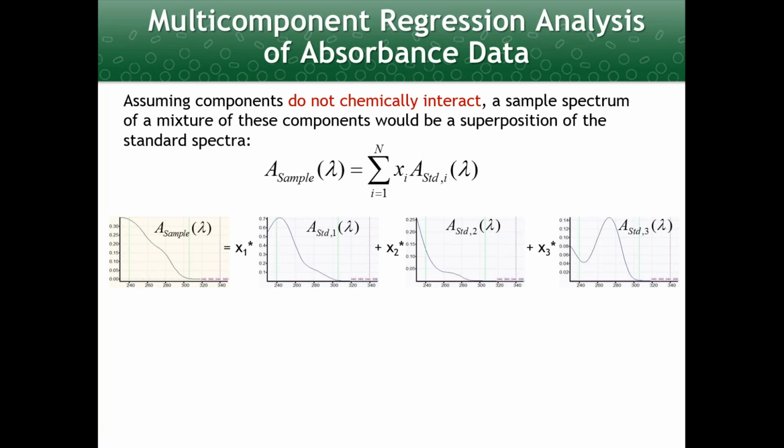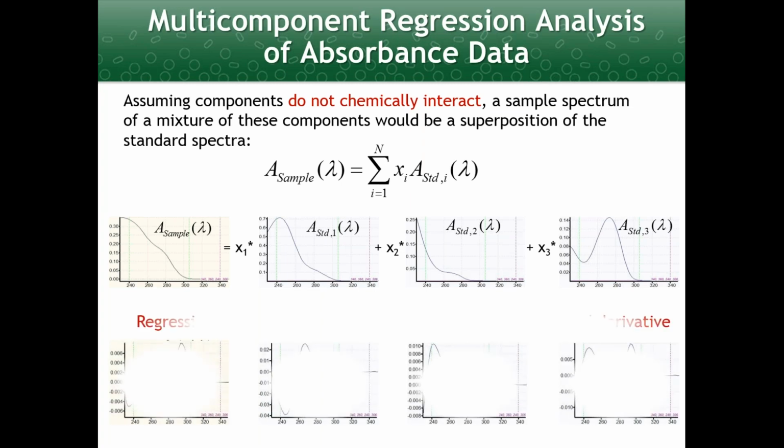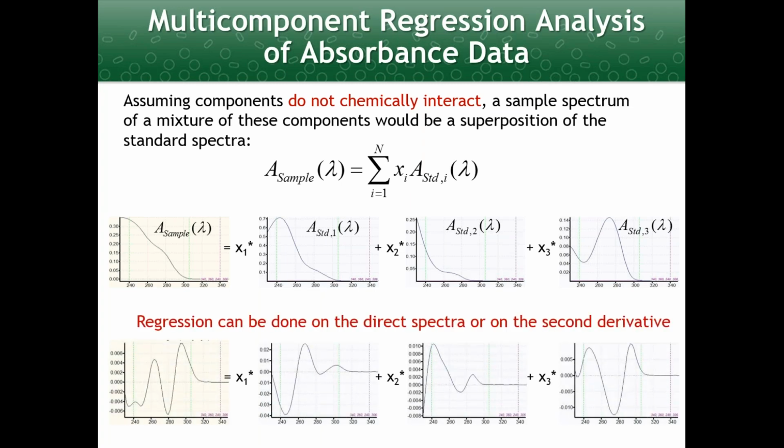AuPRO 6 implements the least squares method for the regression analysis to determine the coefficients X and thus the concentration of each component in the mixture. It's important to note that regression can be done on the second derivative as well, meaning that regression can be done in the turbid solution, applying all turbidity correction, which is beneficial in second derivative spectroscopy.